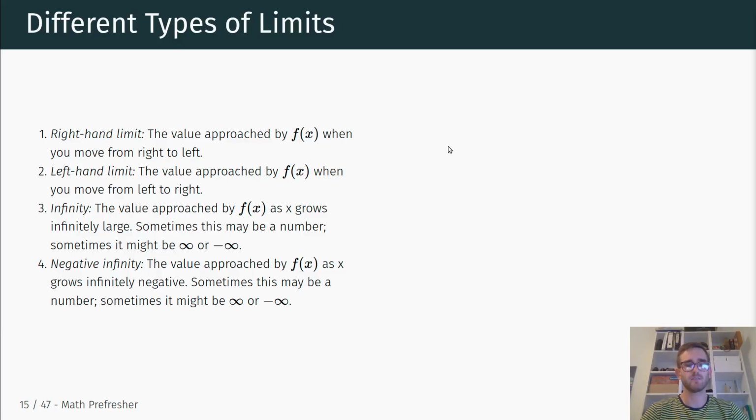So the right-hand limit is defined as the value approached by f of x when you move from the right to the left. So when you move from a value larger than c towards c. The left-hand limit, on the other hand, is the value approached by f of x when you move from the left to the right. So from a value that is lower than c up to c. And importantly, those are not necessarily the same, right?